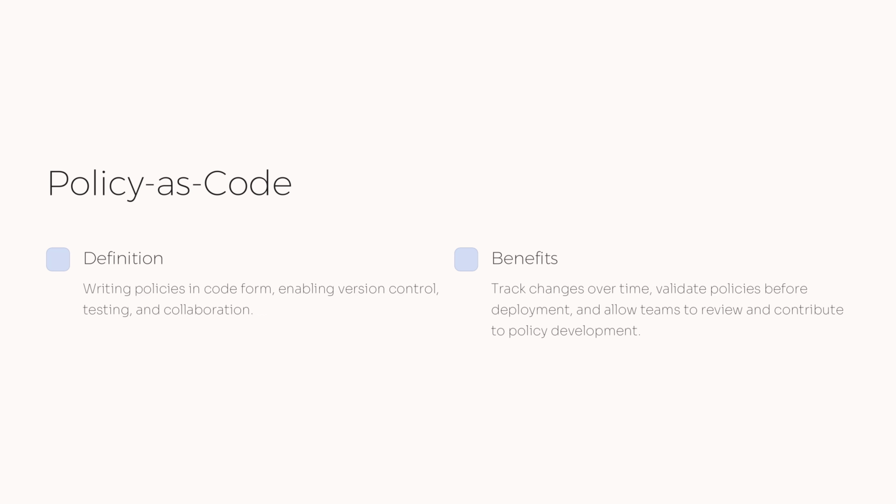On this slide, we're focusing on the concept of policy as code. This approach involves writing policies in a code form, which provides multiple advantages, such as enabling version control, testing, and facilitating collaboration among team members. By treating policies like software code, you can track changes over time, validate policies before they are deployed, and create an environment where teams can collaboratively contribute to policy development. This structured method ensures that policies are well managed, transparent, and adaptable as organizational needs evolve.